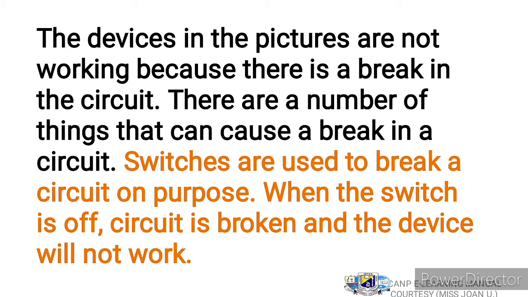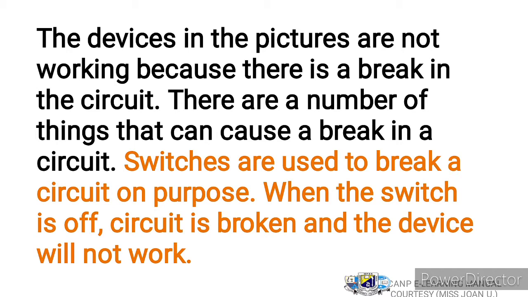Now there are a number of things that can cause the break. We use a switch to break a circuit on purpose, is it not? At your home, the reason you put a switch is so that you can break it, because you don't want the light on 24 hours all day long and all year long. First of all, you'll be wasting electricity. Not only that, the bulb will also be used up before time, because all these bulbs have an expiring period. They have a period they last.